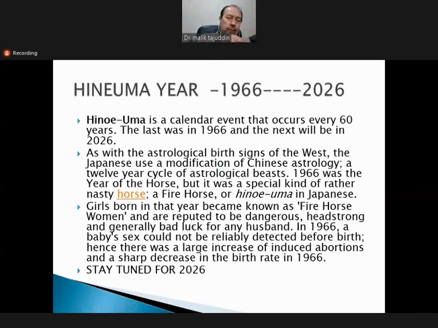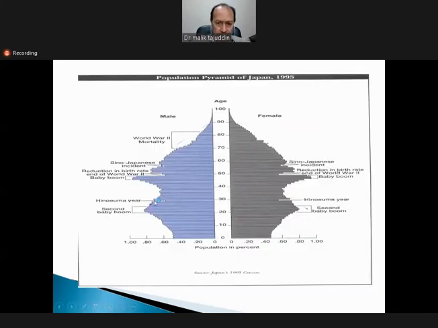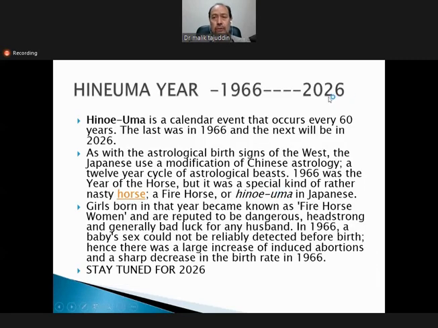Okay, what is this Hinoe-uma? Hinoe-uma, there are 2 years. This is a calendar event that occurs every 60 years. The last was in 1966, which you saw here. These are the Hinoe-uma years, 1966, where fewer children were born, and the next will be in 2026. So what does that mean? As with the astrological birth signs of the West, the Japanese use a modification of Chinese astrology.